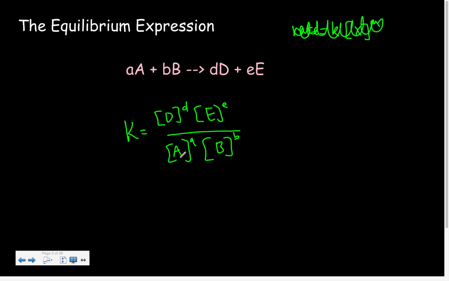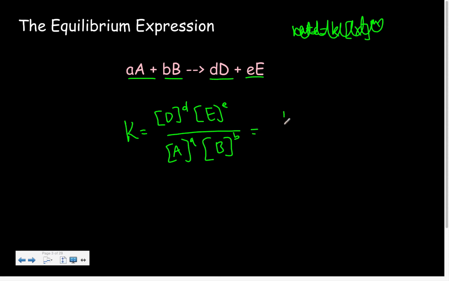Now, your book does give you the derivation for this, which does come from the concept of our rate laws. Because if we were to write the rate for the forward reaction, it would include these two things. The rate for the reverse reaction would include these two things.